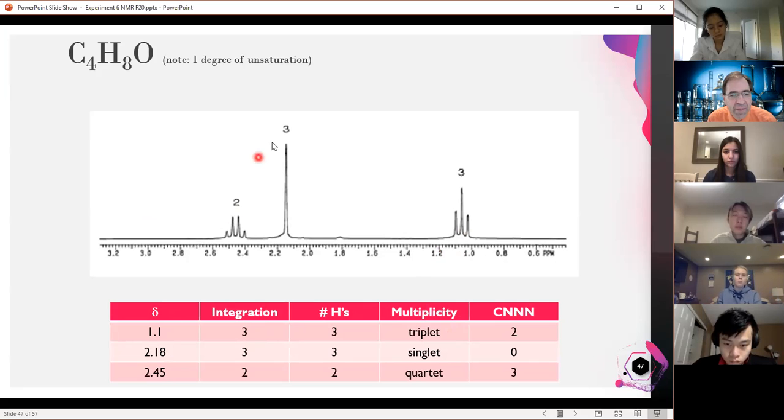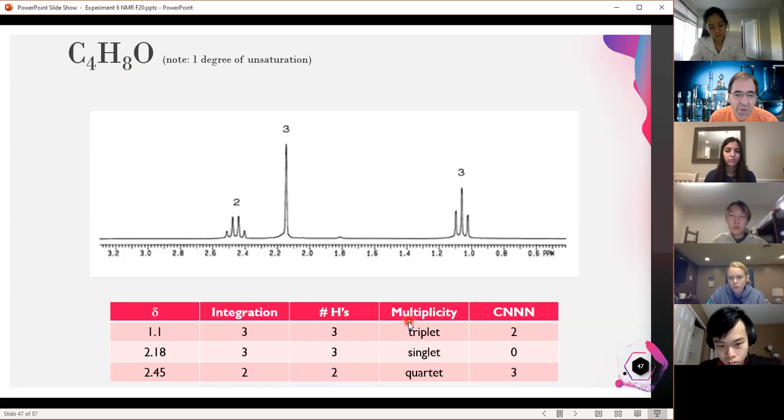Now, if I look at the integrations, 3, 3, 2, 3 protons plus 3 protons, that's 6, that makes 8 protons, which is how many we have in the molecule. So that means my integration is equal to the number of hydrogens. But if there were 16 protons in this, I'd have to double everything. Okay, so that's just kind of what you do there.